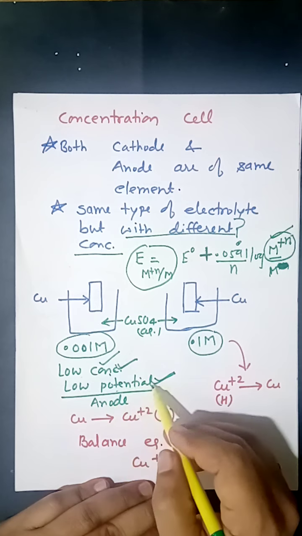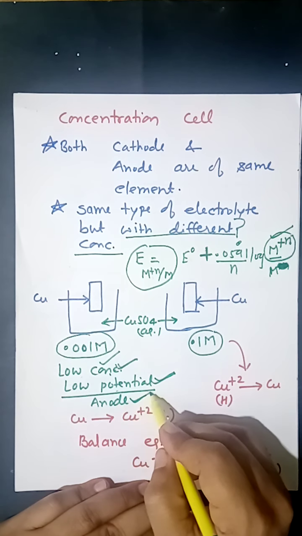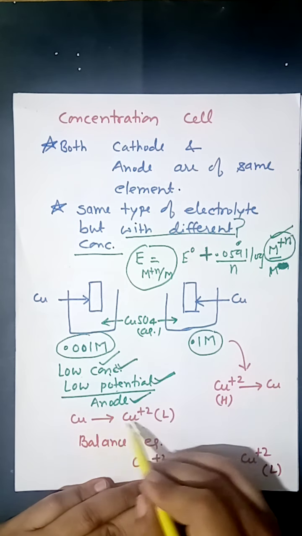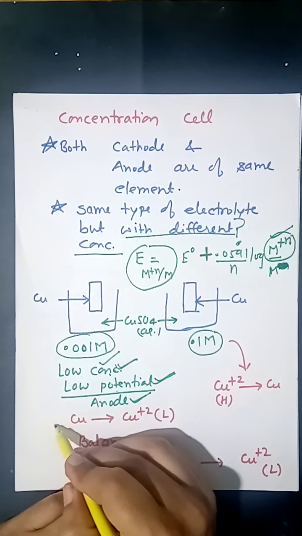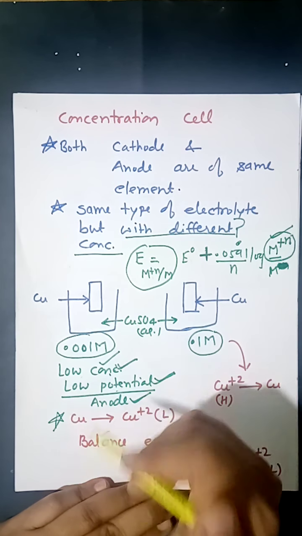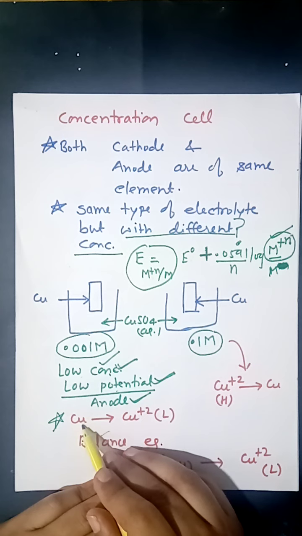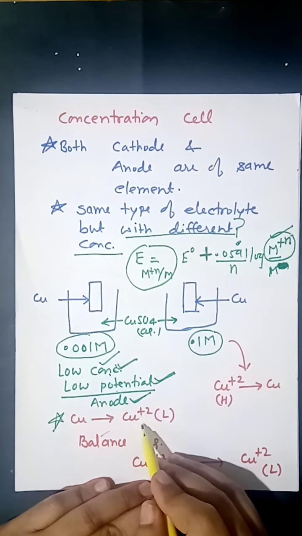As per this relationship, if the concentration of electrolyte is low, its potential is also low. And because of low potential, it will behave like anode. Anode means it will oxidize. So here this is the balanced reaction for low concentration. It oxidizes, converting from copper to copper ion.